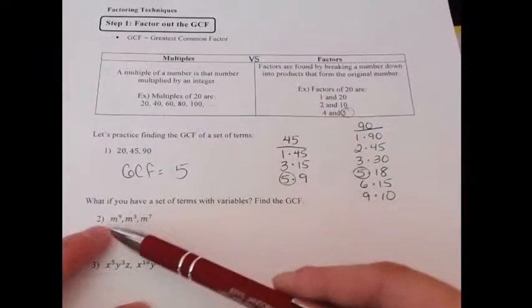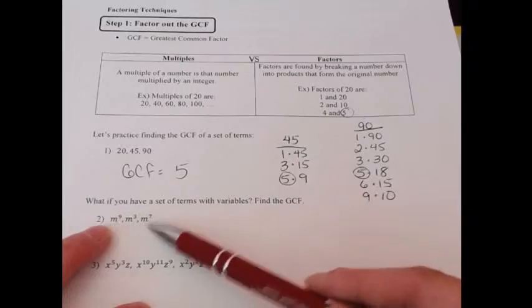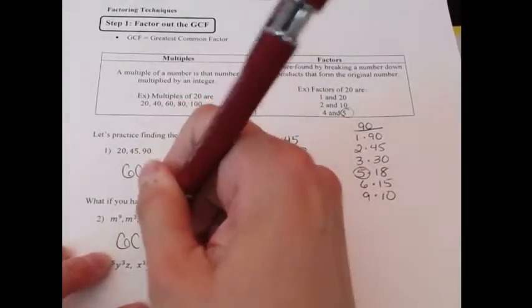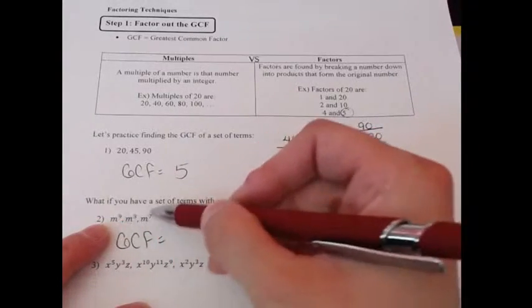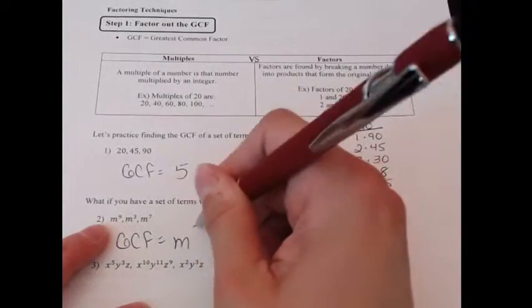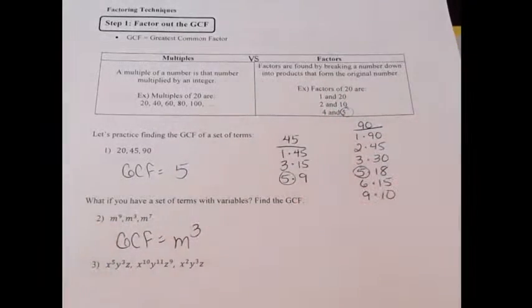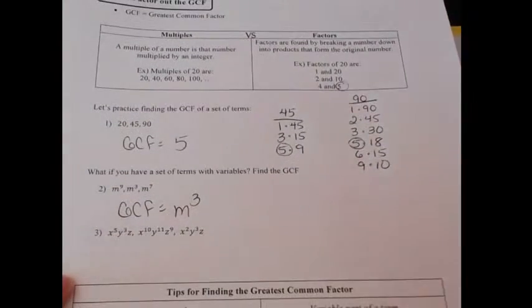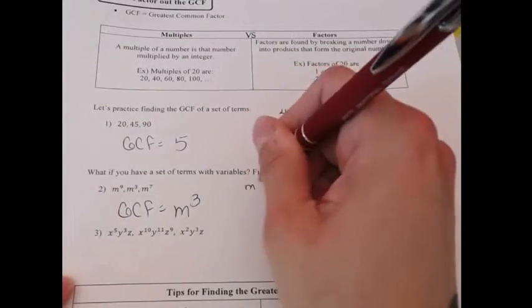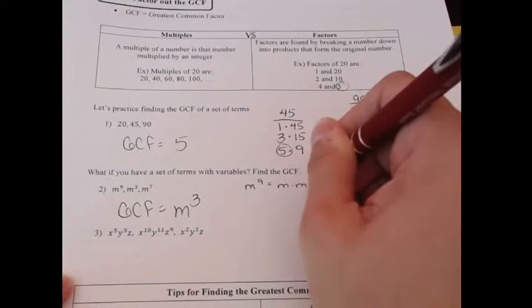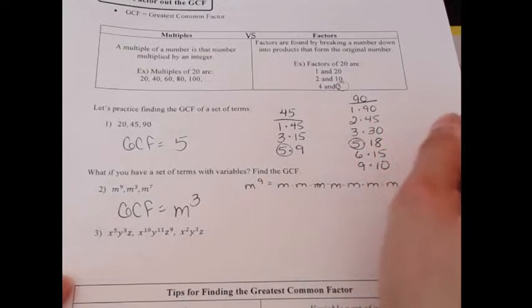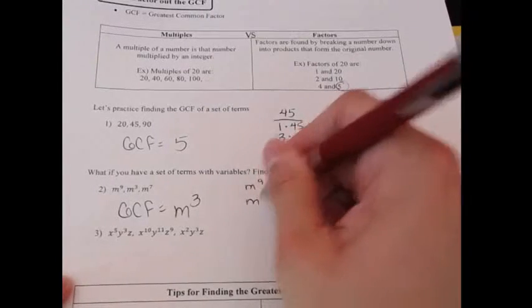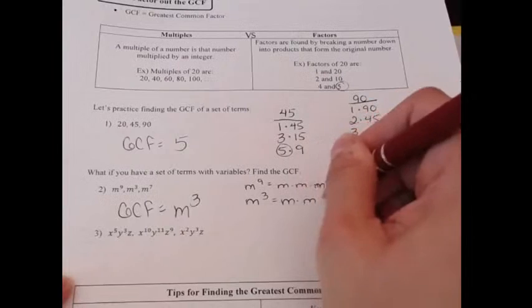So the GCF in this case, again, notice m to the 9th, m to the 3rd, m to the 7th. Our GCF is going to be the variable with the smallest power. So out of these 3 options, the GCF is m to the 3rd because that's the most you can take out of each of these terms. Okay? Another way to think about this is if I actually wrote it out. So m to the 9th is 9 m's: 1, 2, 3, 4, 5, 6, 7, 8, 9. M to the 3rd is 3 m's: 1, 2, 3.